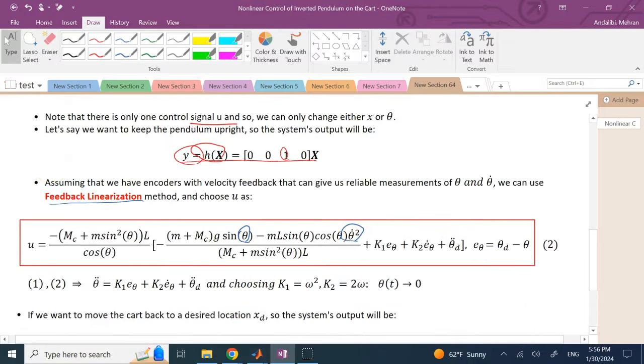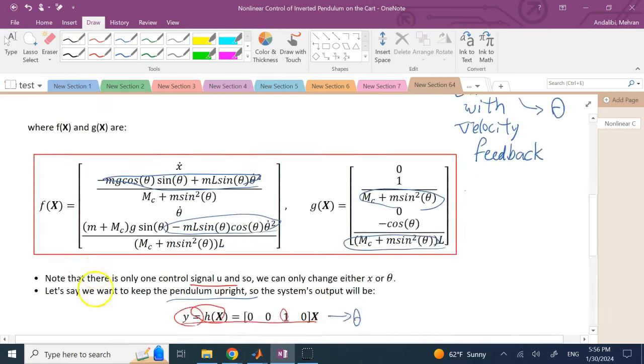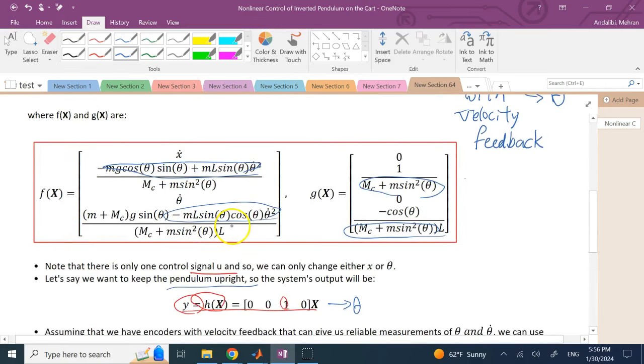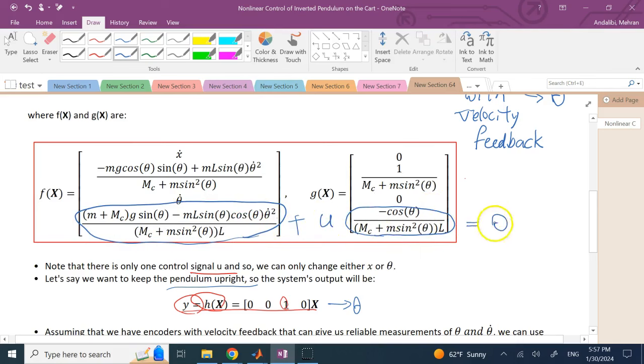Okay? So what would you do here for u? This u is to control what? In this case, to control theta. Okay, so right now we want to focus on theta. What do we do? Here we'll look at the governing equation for theta double dot. What is theta double dot? If you remember, I said that theta double dot is this guy here plus this term times u. This is equal to theta double dot.